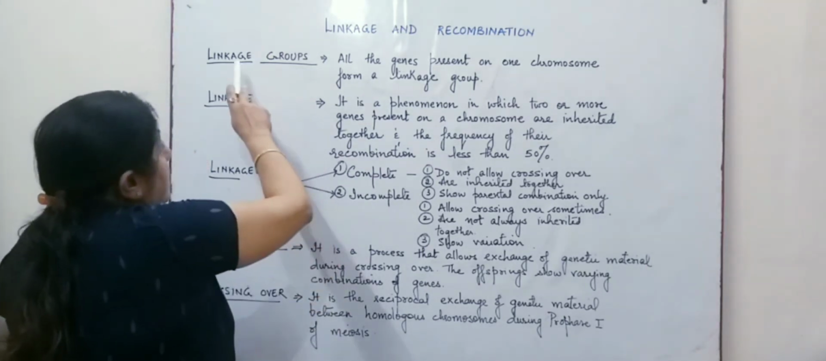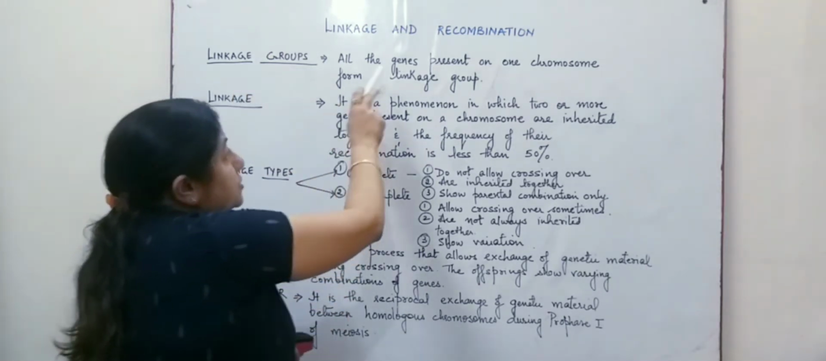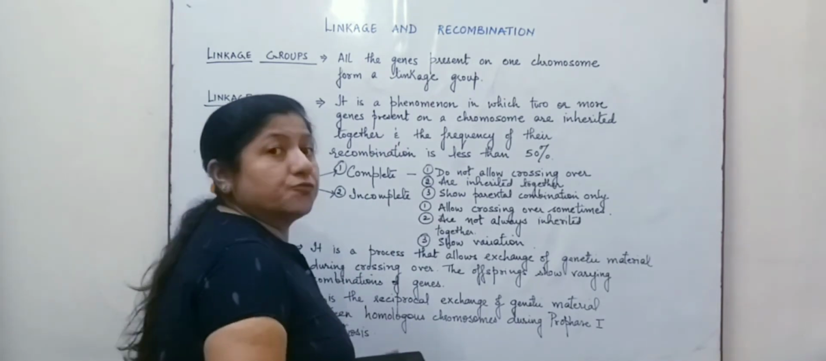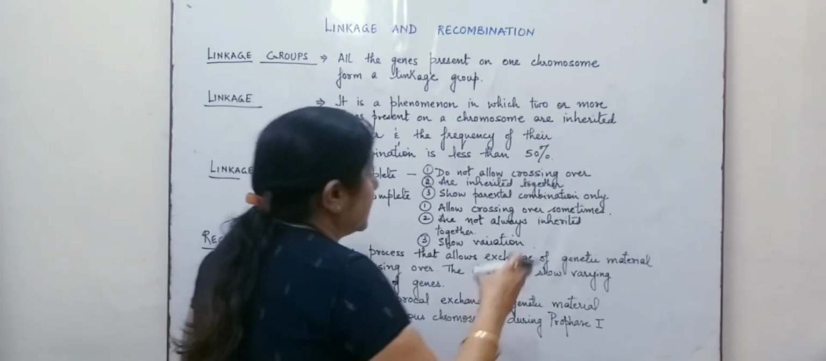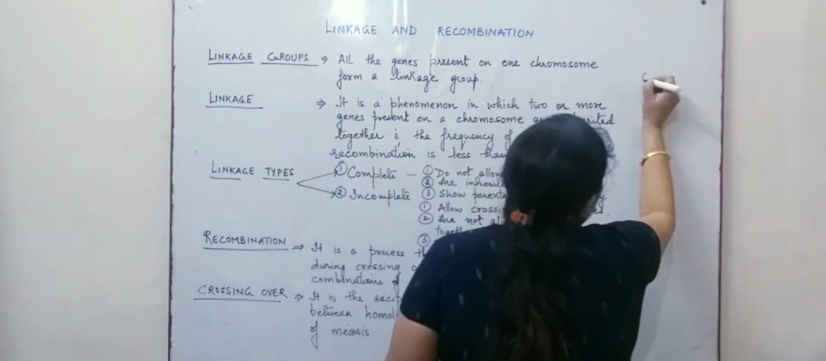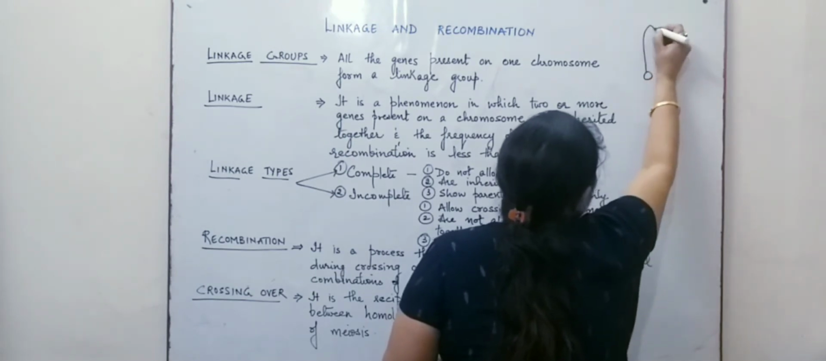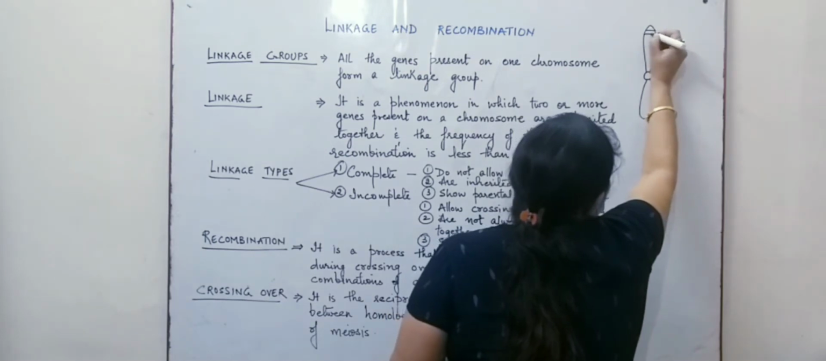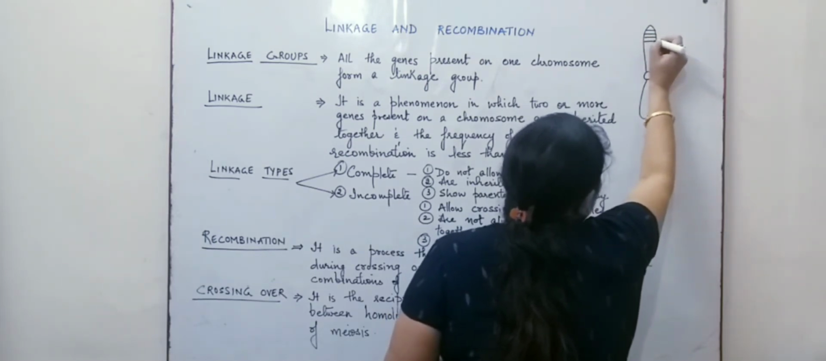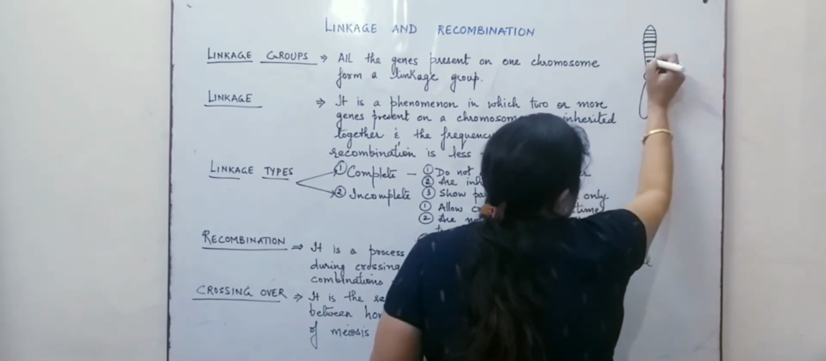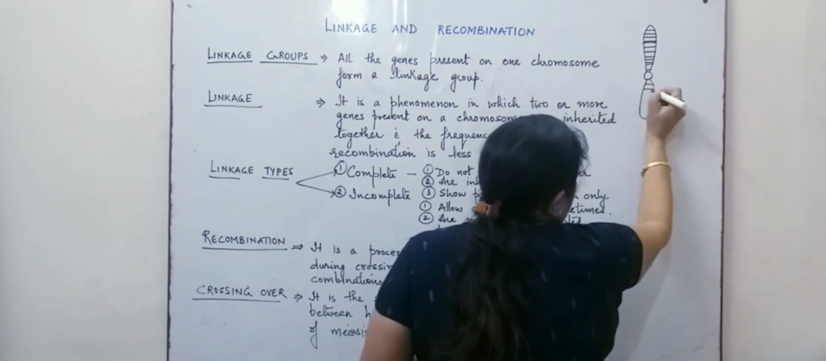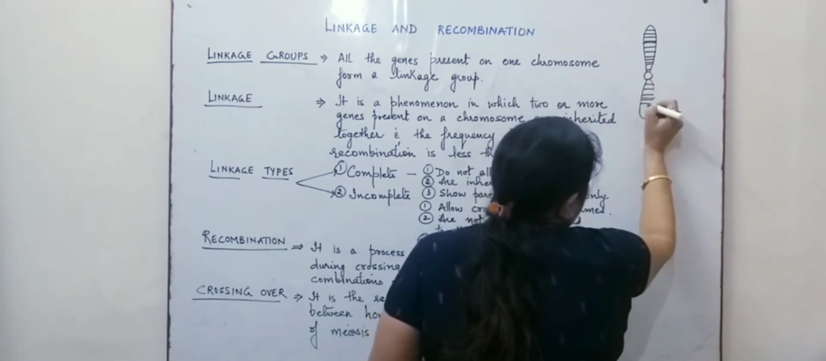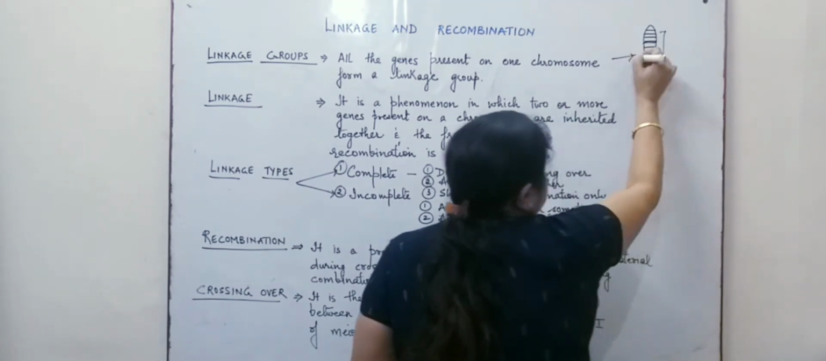That is, linkage groups are all the genes which are present on one chromosome, and they together will form the linkage group. So suppose this is a chromosome, and the genes will be present on this particular chromosome at different loci, which we call gene loci. Now the genes are present on this, and this forms the linkage group.